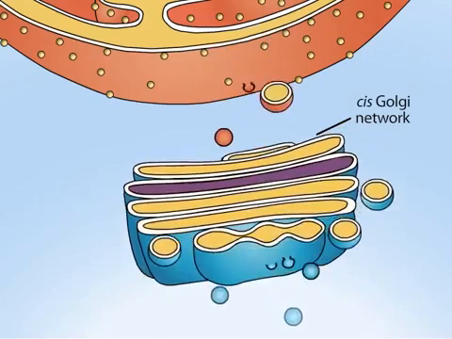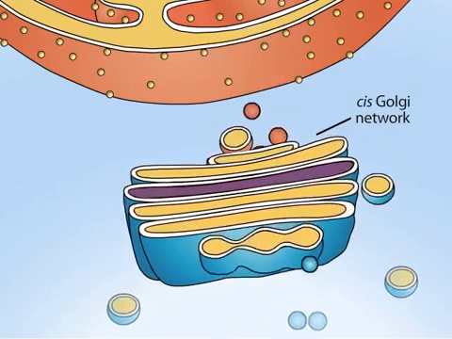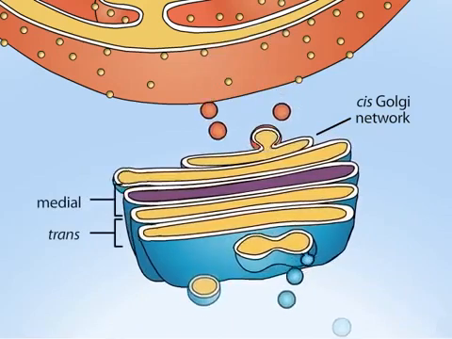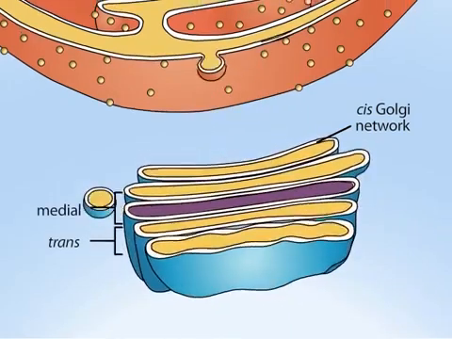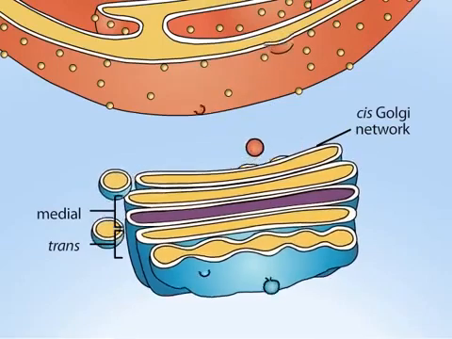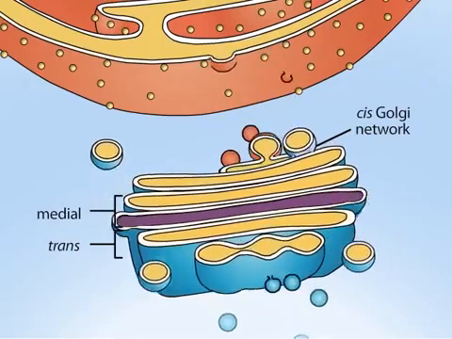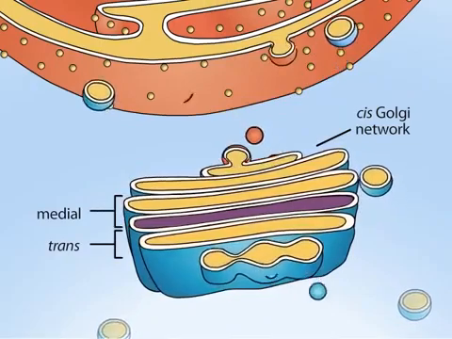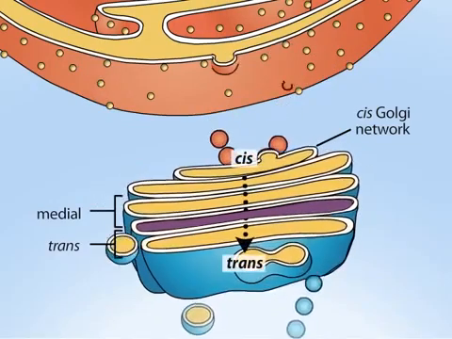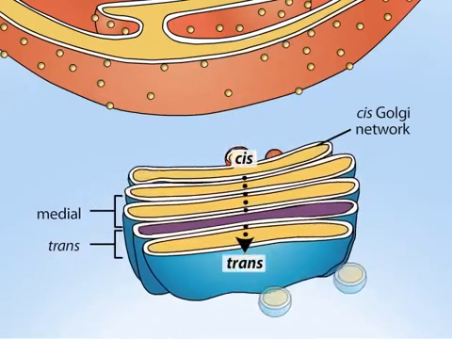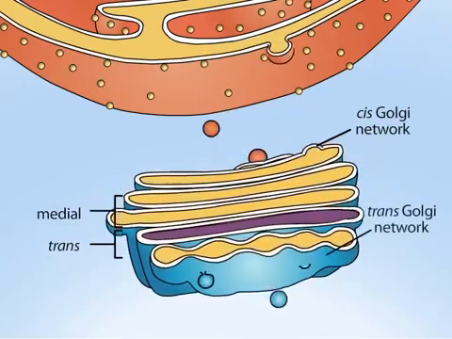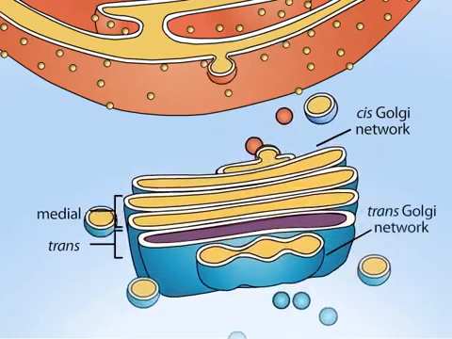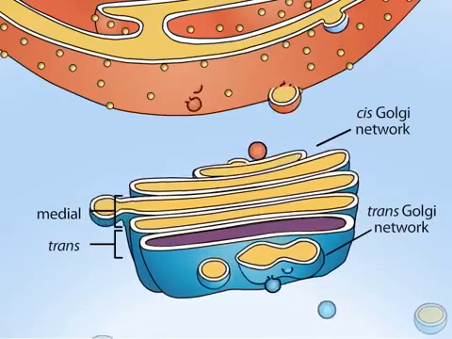The compartments, with their proteins, mature to become the medial and then the trans compartments of the Golgi stack, where further protein modifications take place. The compartments of the Golgi gradually mature and progressively move through the Golgi in the cis to trans direction, carrying their contents with them. The trans-Golgi network acts as a sorting and distribution center, directing molecules to their final destinations.